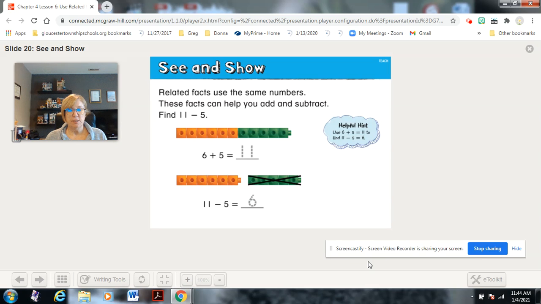For instance, find 11 minus 5. Now, the helpful hint says if you use 6 plus 5 equals 11, to find 11 minus 5 equals 6. So, here we go. 6 plus 5, you can trace over that answer. Okay, 6 plus 5 equals 11. If you know that fact, then you will know that 11 minus 5 equals 6.